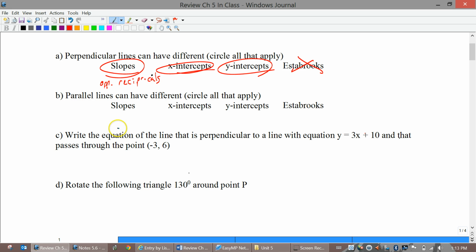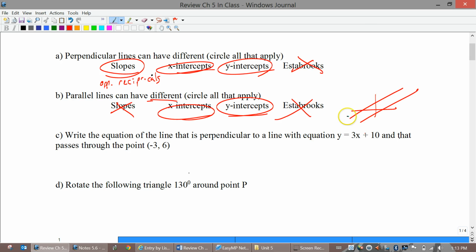Okay, parallel lines, can they have the same slopes or different slopes? They have the same slope, right? Can they have different x-intercepts? Y-intercepts? Yes. Parallel lines have both different y-intercepts and x-intercepts, but the same slope. They don't have any in common.